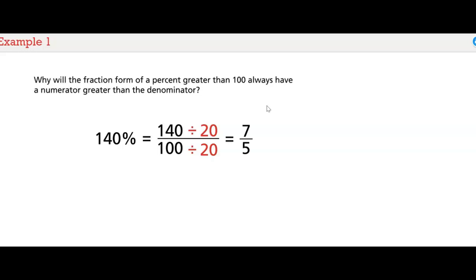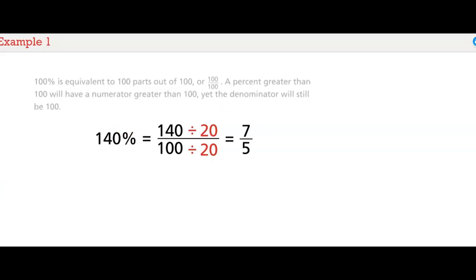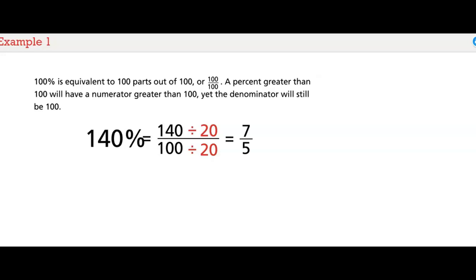Why will the fraction form of a percent greater than 100 always have a numerator greater than the denominator? 100% is equivalent to 100 parts out of 100, or 100 hundredths. A percent greater than 100 will have a numerator greater than 100, yet the denominator will still be 100.